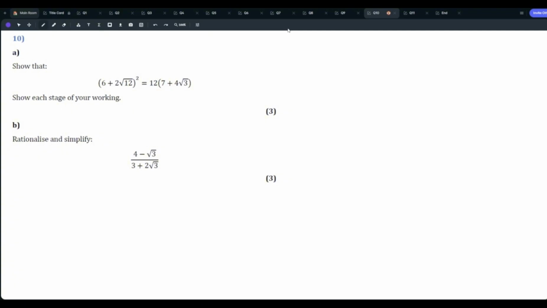Number 10a, show that 6 plus 2 root 12 squared is equal to 12 brackets 7 plus 4 root 3. Show each stage of your working. Okay, so what I'm going to do is just start by writing out the 2 brackets and we're going to expand these 2 brackets. Okay, I'm going to use the FOIL method. 6 times 6 is 36. 6 times 2 root 12. That's just going to be the 6 times 2, which is 12.